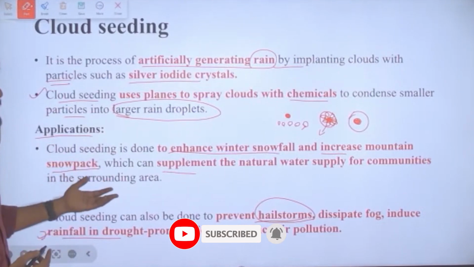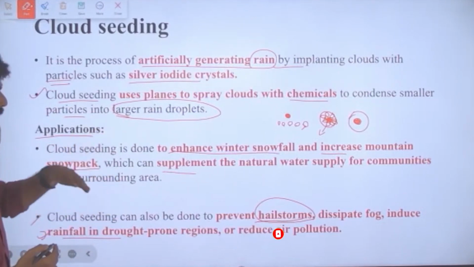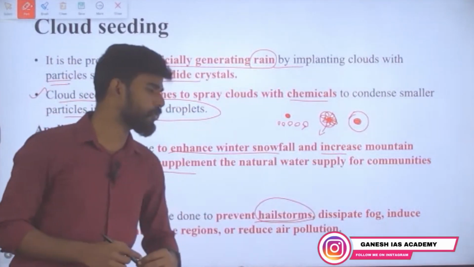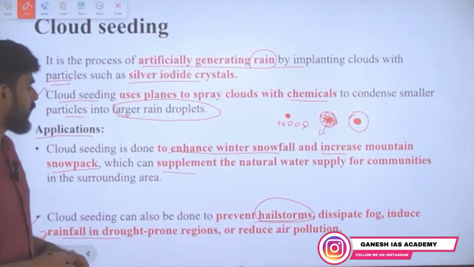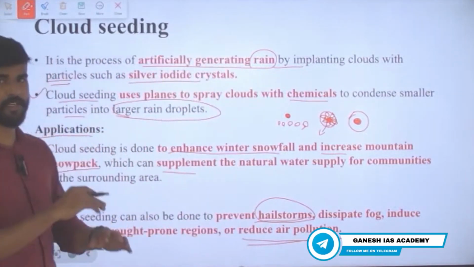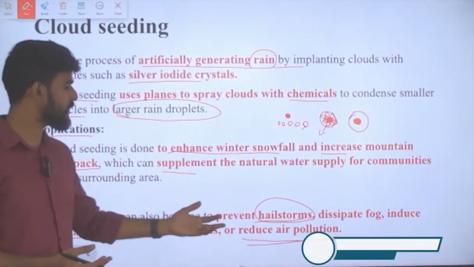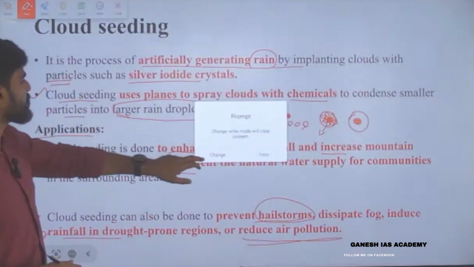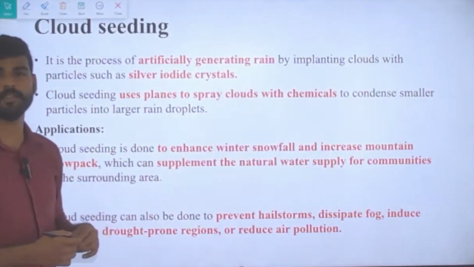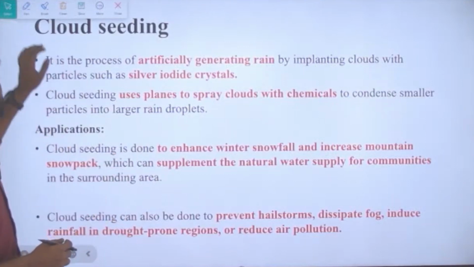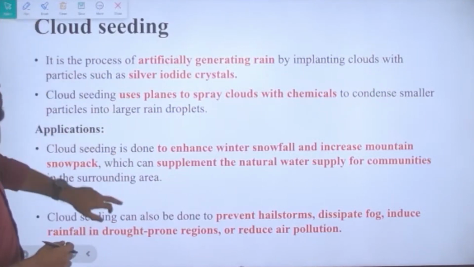Other than that, it is also finding applications in many other areas like preventing hailstorm and also for dissipating fog. And it also reduces air pollution, because when there is fog surrounded, then it causes air pollution. Okay, which may mix with smoke and form smog, which is air pollution. Okay, so in all these applications, cloud seeding can be used.